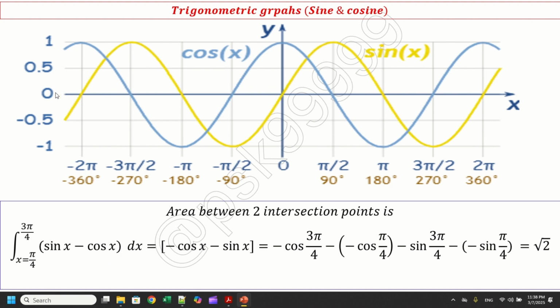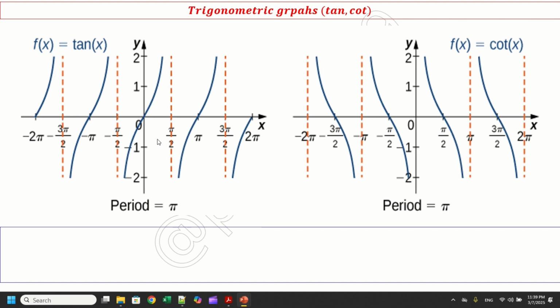So this is how it looks if the sine graph and cos graph are overlapped. This is important to remember these points. And the tangent and cotangent look like this.